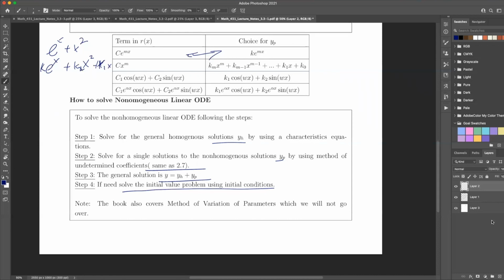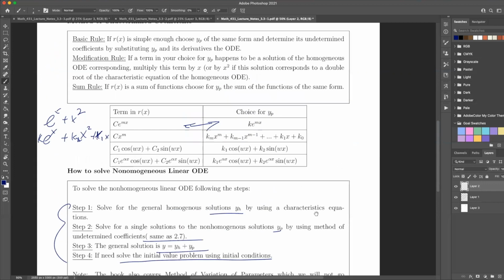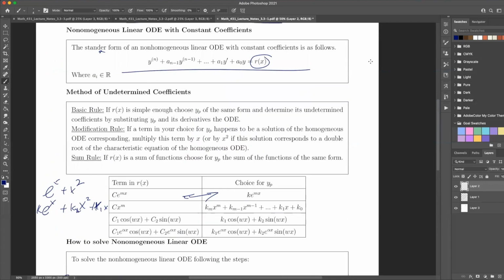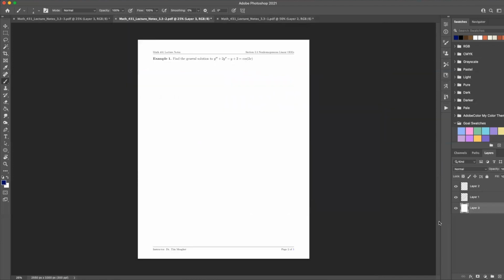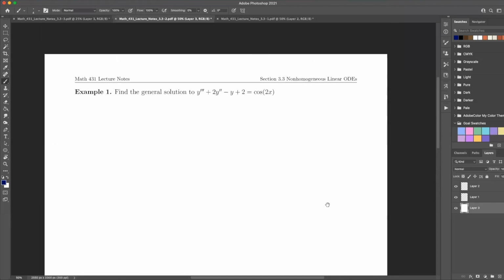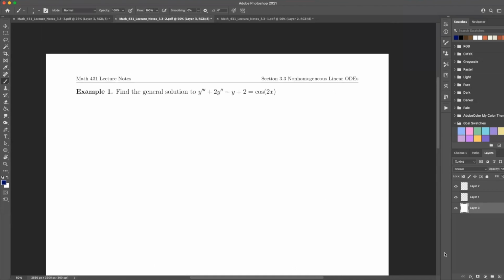Your textbook is going to cover variation of parameters. We're not going to go over this. We're just not. So we're just going to do steps 1 through 3. And this is literally no different than 2.7. The only difference is that instead of just second order, it can be nth order. All right, so let's do two of them, and then we'll let you go and do the rest for homework.